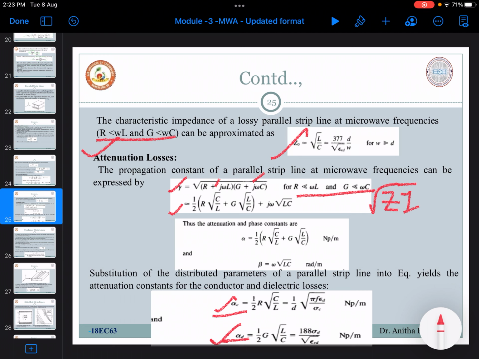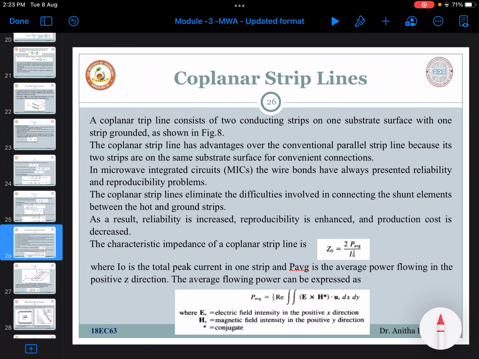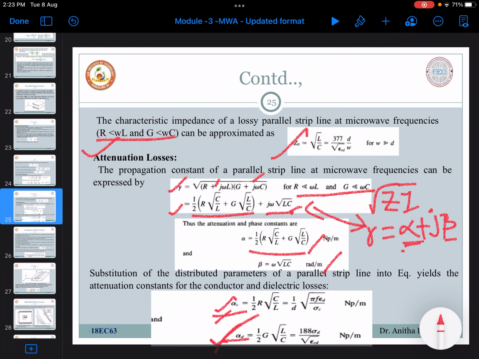From that, if you separate the constants, like alpha and J beta, we know that gamma is a complex quantity. It can be represented as alpha plus J beta, where beta indicates the phase shift constant and alpha indicates the attenuation constant. So by comparing these two equations, one can find out alpha and beta values like this. Then alpha, which is constituted due to both dielectric loss and conductor loss, which we have considered, can be evaluated by using this expression.